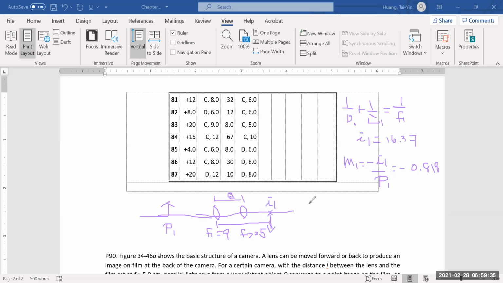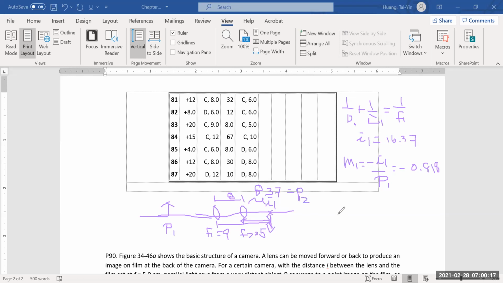All right, and then your I1 now becomes your P2, the object distance of the second lens. So this one being behind the lens, by default it is actually negative. We need to figure out what the separation is between this point and the second lens. The total is 16.37, and from the first lens to the second lens it is 8. So the difference here will be 16.37 minus 8, which is 8.37. So 8.37 is your P2.